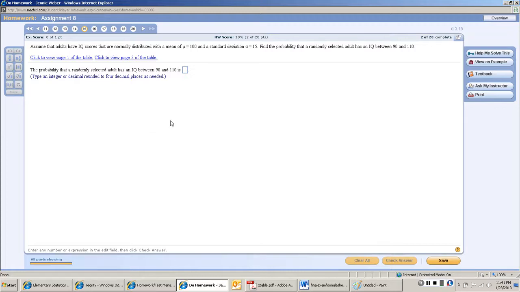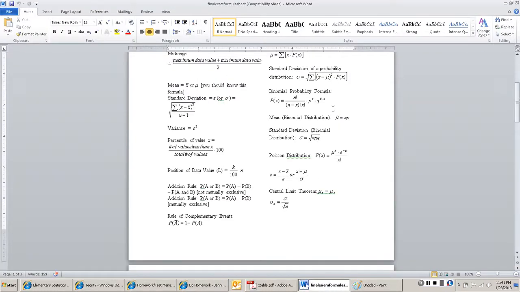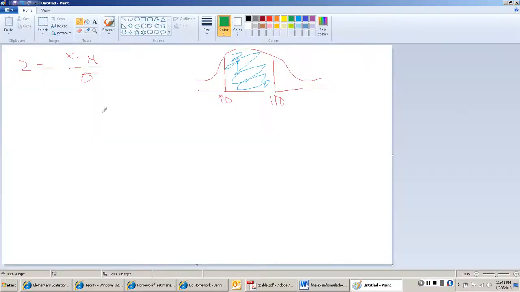Now, the first thing we need to do is convert to z-score. So right now we have 90 and 110, but we need to convert to the standard z-score formula. If you look at the formula sheet, you'll see that that is right here. And you can see we've got both the version that would use sample data as well as population data. So now looking at ours, I need to convert 90 and 110. So I'm going to do 90 first.